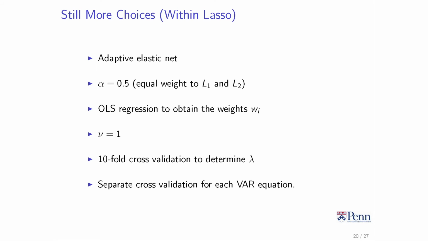All right. Lots of choices inside lasso, like, you know, we're going to take an equally weighted average, least squares to get the adaptivity weights, tenfold cross validation to select the lasso penalty parameter, and so on. All right. Last thing before we get to the empirical work.